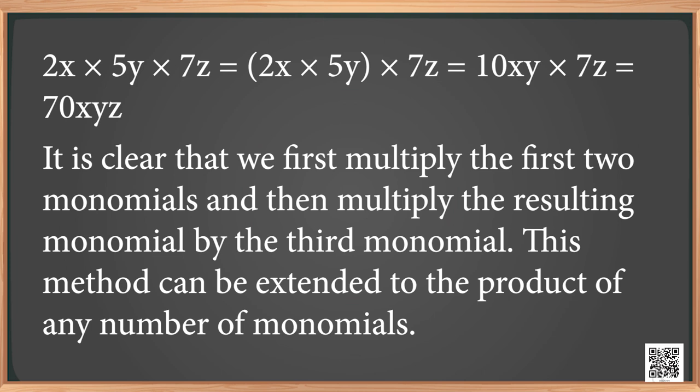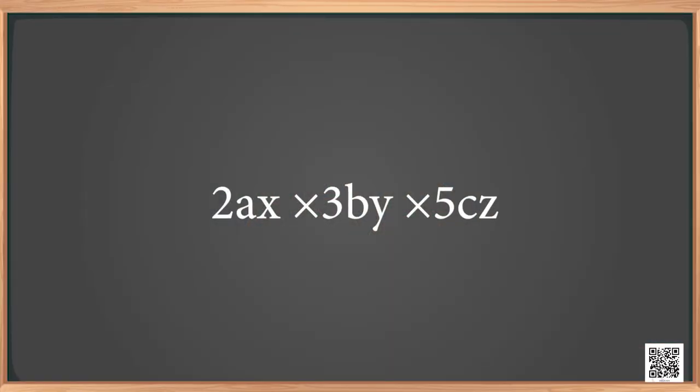Now, case 2. Let us now learn how to multiply 3 or more monomials. Let us see this example. 2x into 5y into 7z is equal to 10xy into 7z, which is nothing but 70xyz. It is clear that we first multiply the first two monomials and then multiply the resulting monomial by the third monomial. This method can be extended to the product of any number of monomials. Now, try yourself: 2ax into 3by into 5cz.